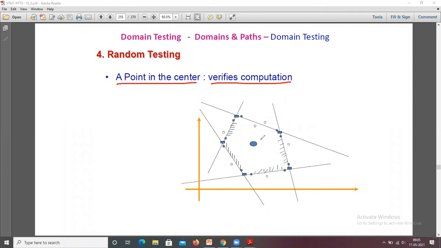Now, what is the probability that a set of randomly chosen test points will meet the criteria? Here you are taking some criteria, for example this is the domain. Randomly you check all the test points. This is the center, and these are the test points you check. All these are extreme points, these are the boundary points, and these are the inner points. So random testing is nothing but randomly testing as many test cases as possible.